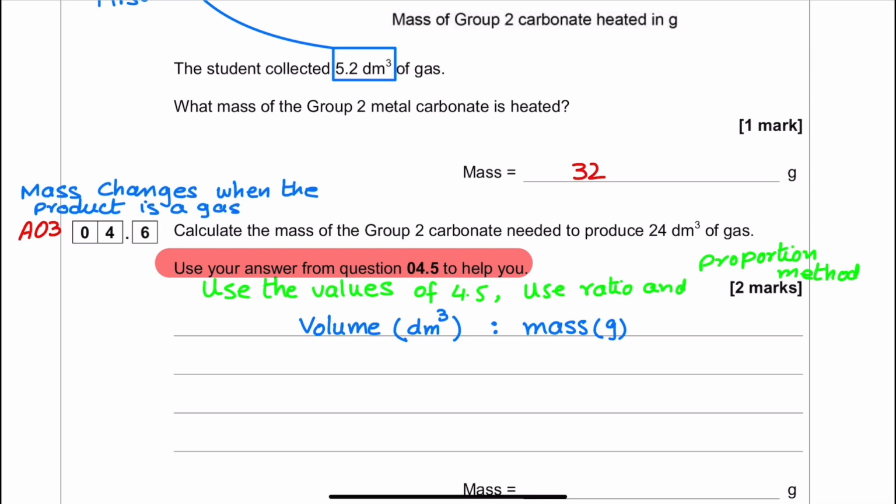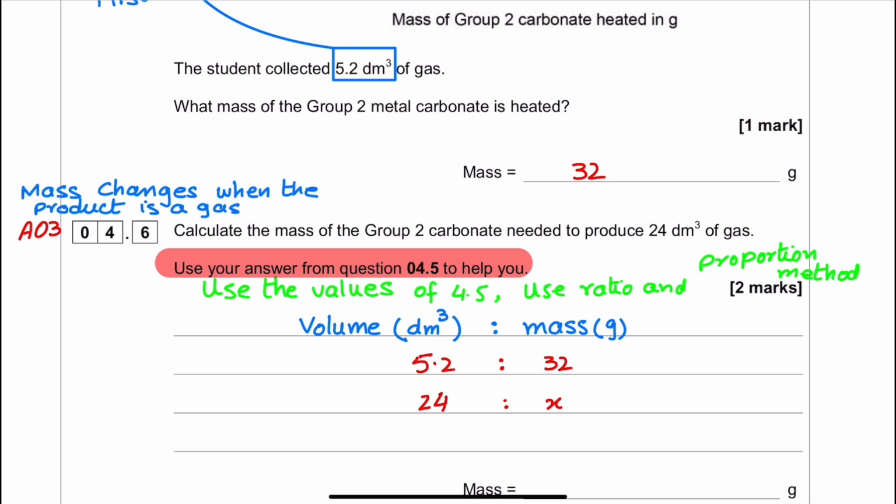If we use the previous question, we know that if we heat 32 grams of metal carbonate, we will get 5.2 dm cube of the gas, which is given here. Now in this question, the unknown is the mass of group 2 carbonate, and we will assume it is X. And 24 dm cube is already given.